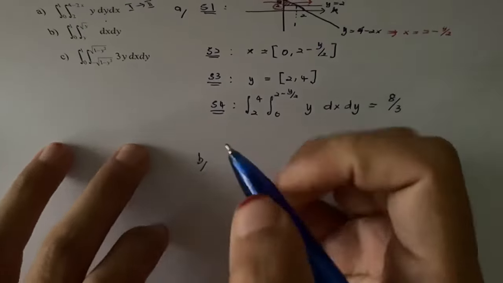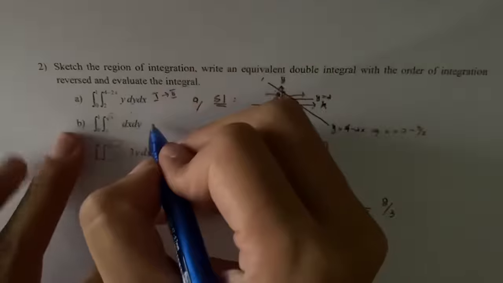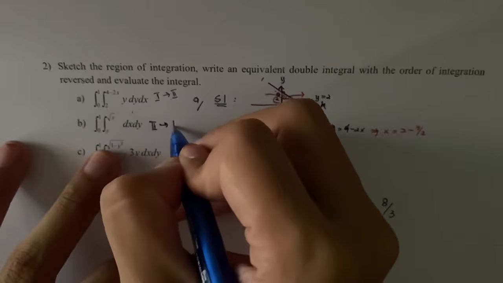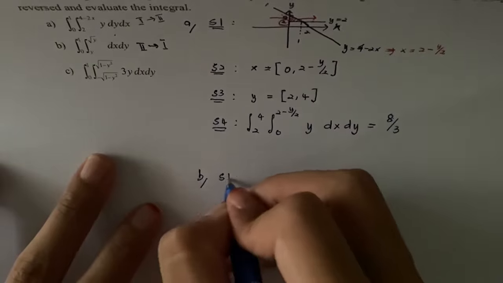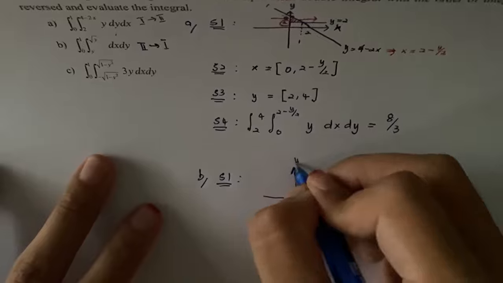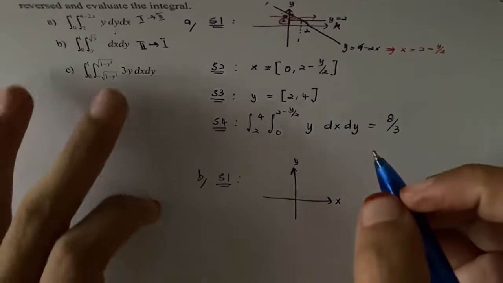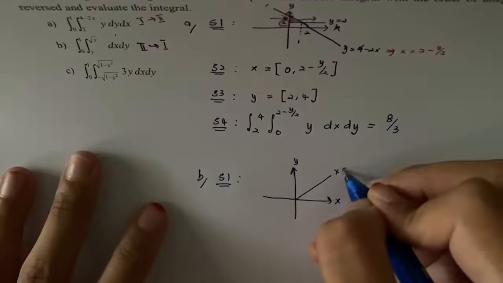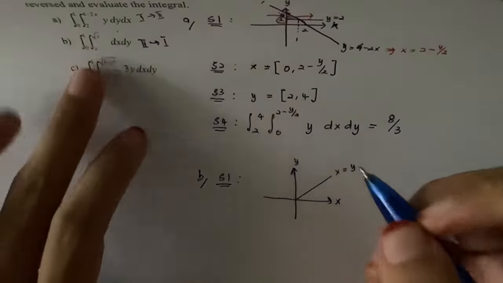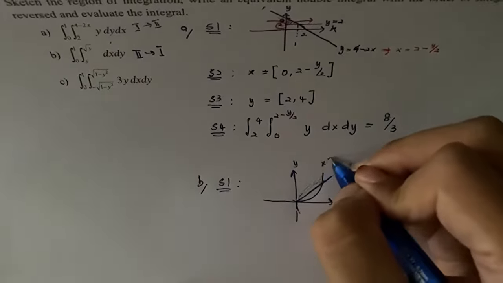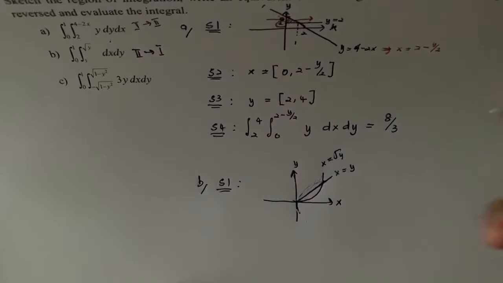For B, since this is type 2, you have dx dy. So you need to reverse the order, so it becomes type 1. For B, the first step, you have y and x. The x limit is equal to y. So x equal to y is this line. And x equal to y square is this parabola, x equal to square root y. So this is the region.